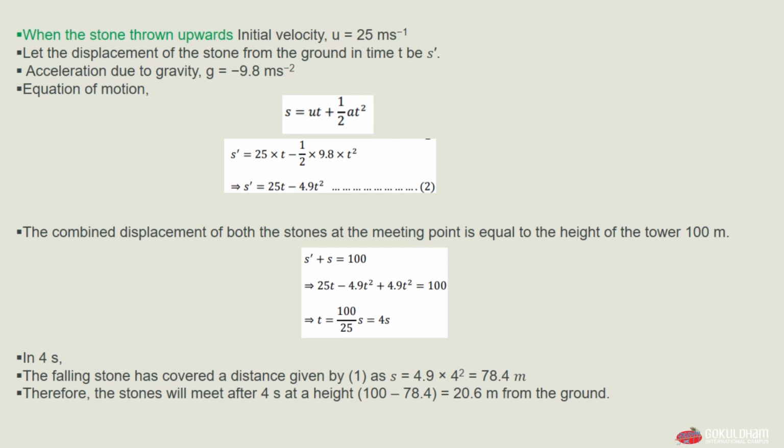We'll get the value for the falling stone's covered distance, s is equal to 4.9 multiplied by 4 square, which is equal to 78.4 meter. Means the distance covered by the falling stone is 78.4 meter, and therefore the stones will meet after 4 seconds at a height. Means after 100 minus 78.4, which is equal to 21.6 meter from the ground, so both the stones will meet at 21.6 meter from the ground. So this is our solution for question number 17.